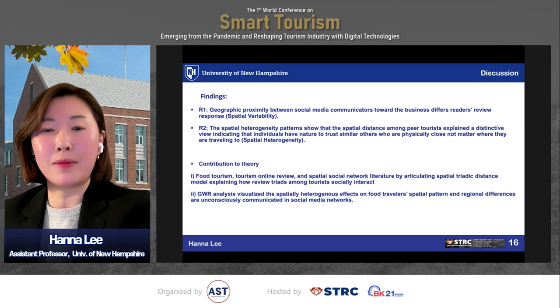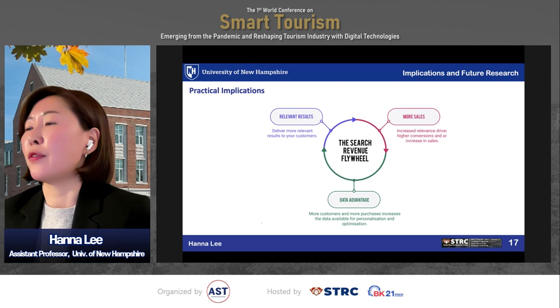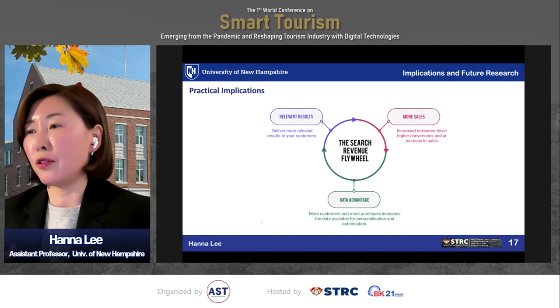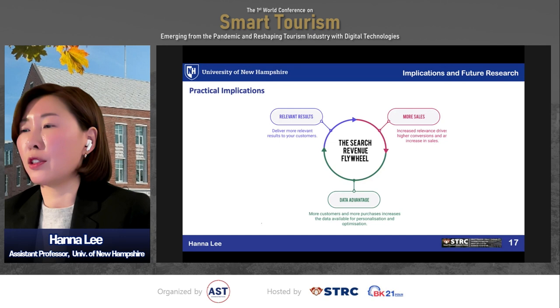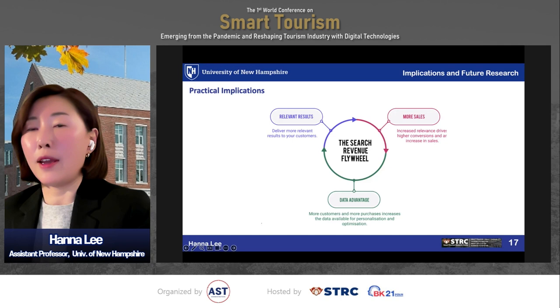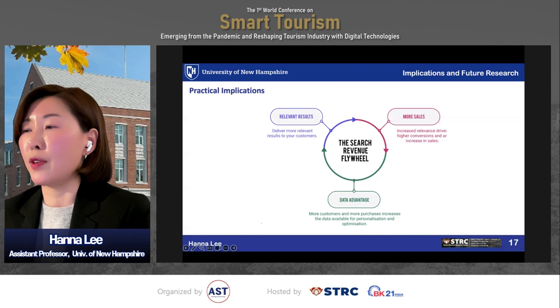Now I'm going to talk about the practical implications of this study. The findings have three major implications for industry and brand practitioners and management. First, when customers search using a search engine, the system should be able to deliver more relevant results to the customer. Isn't that what AI foresees at this moment? Personalization using big data histories for each individual customer profile.